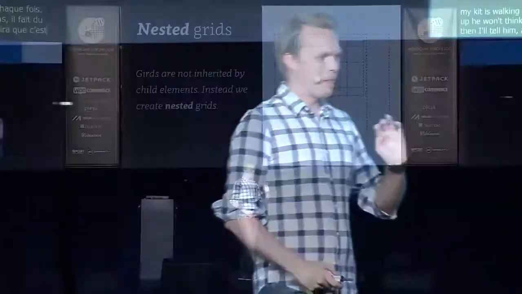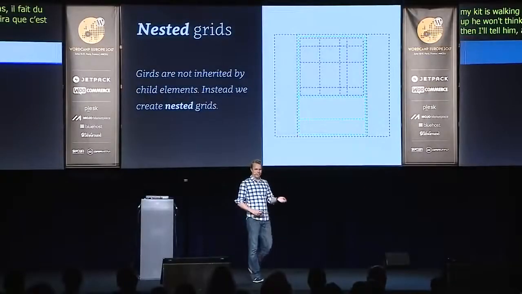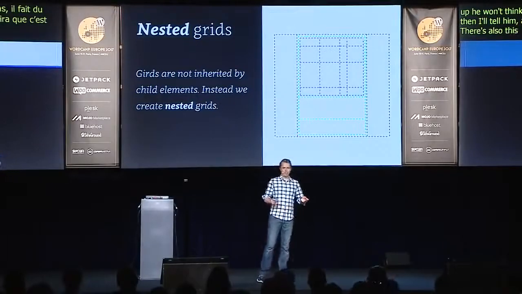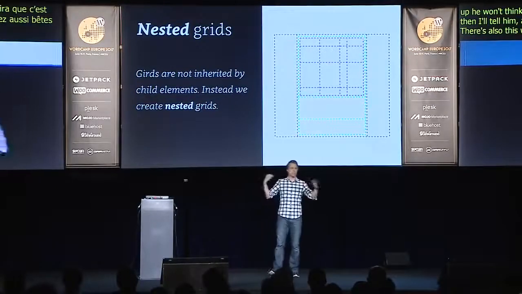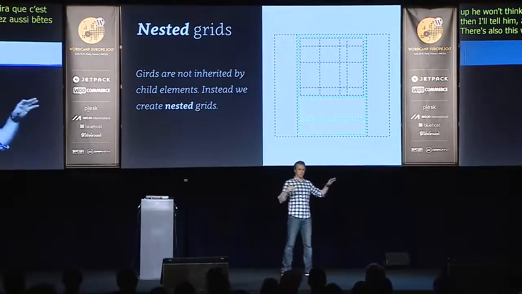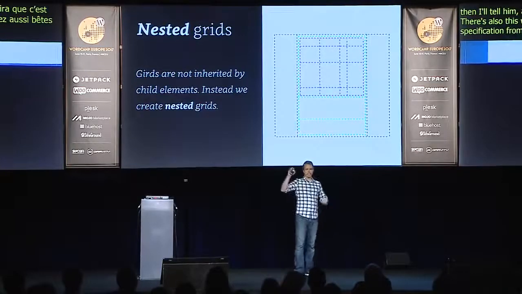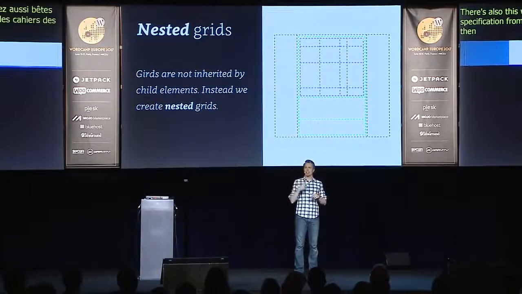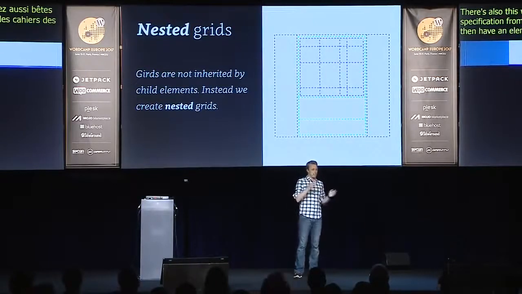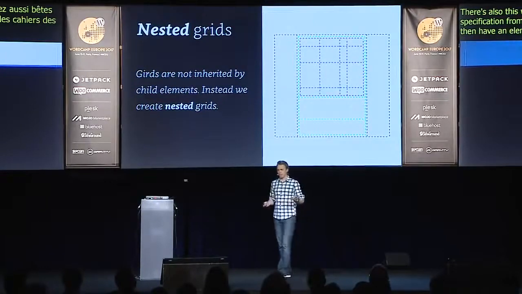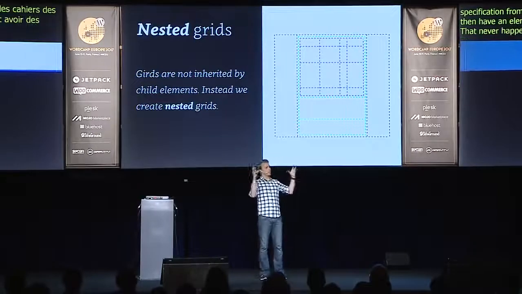There's also this weird little thing called nested grids. Now, in the original grid specification from a couple of years ago, you had the ability to create a grid and then have an element within the grid inherit the grid so you would get consistency. That never happened in browsers. So instead, what we do is we declare multiple grids inside one another. And it turns out that's actually a huge benefit.